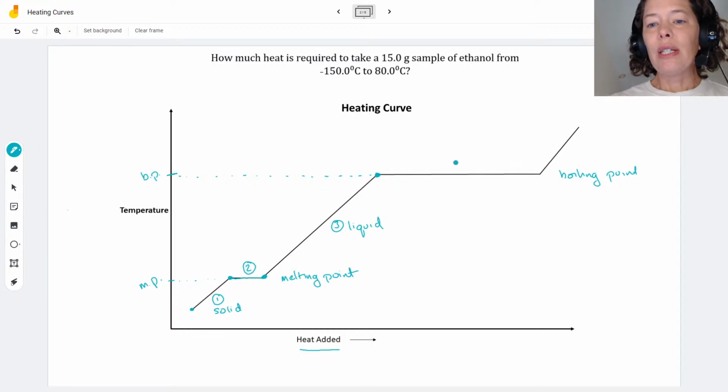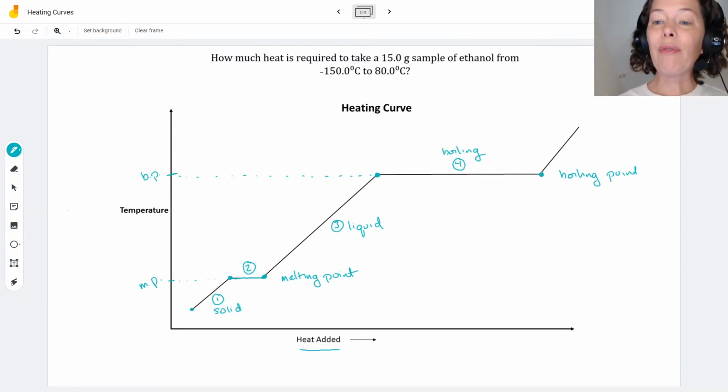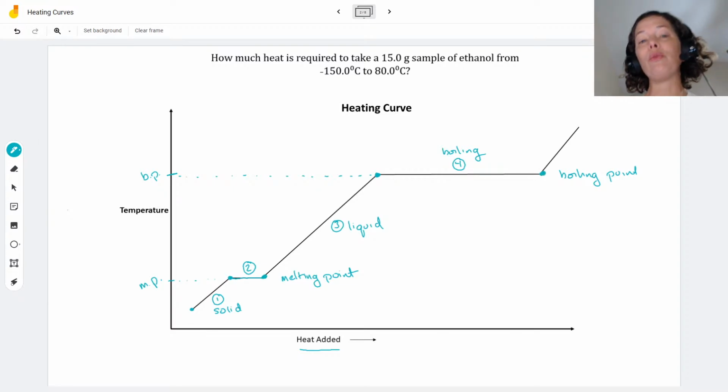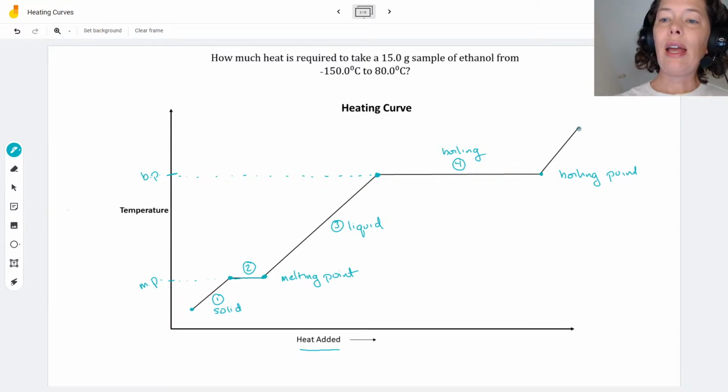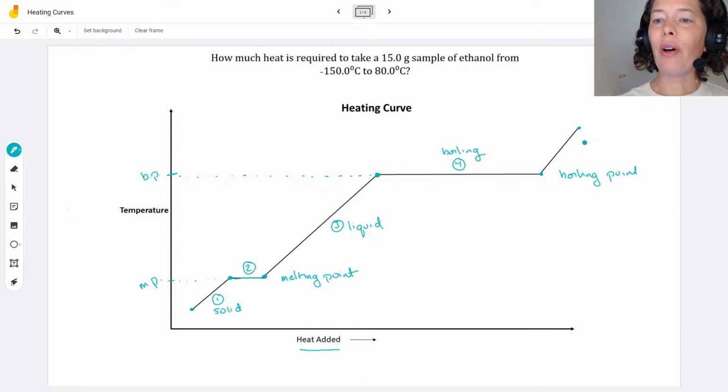So this region right here, we'll say we are boiling. We are affecting that phase change. Again, the temperature does not change. It happens all at the boiling point. And then we have this final region once we have vaporized all of our liquid, and we are just heating the gas at that point. So we'll call this region 5, and we have a gas.